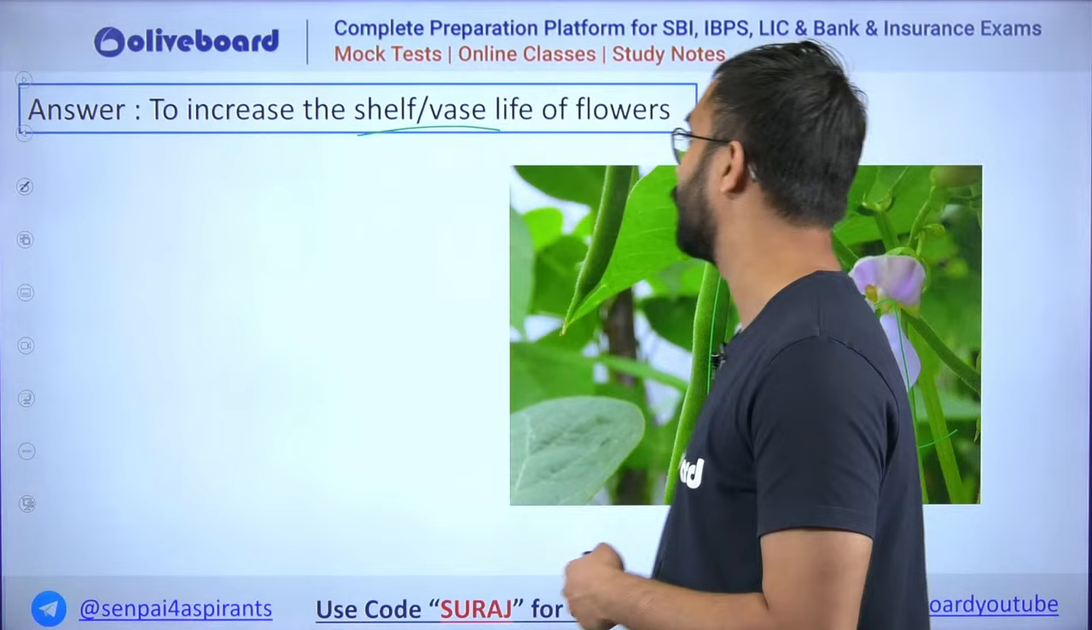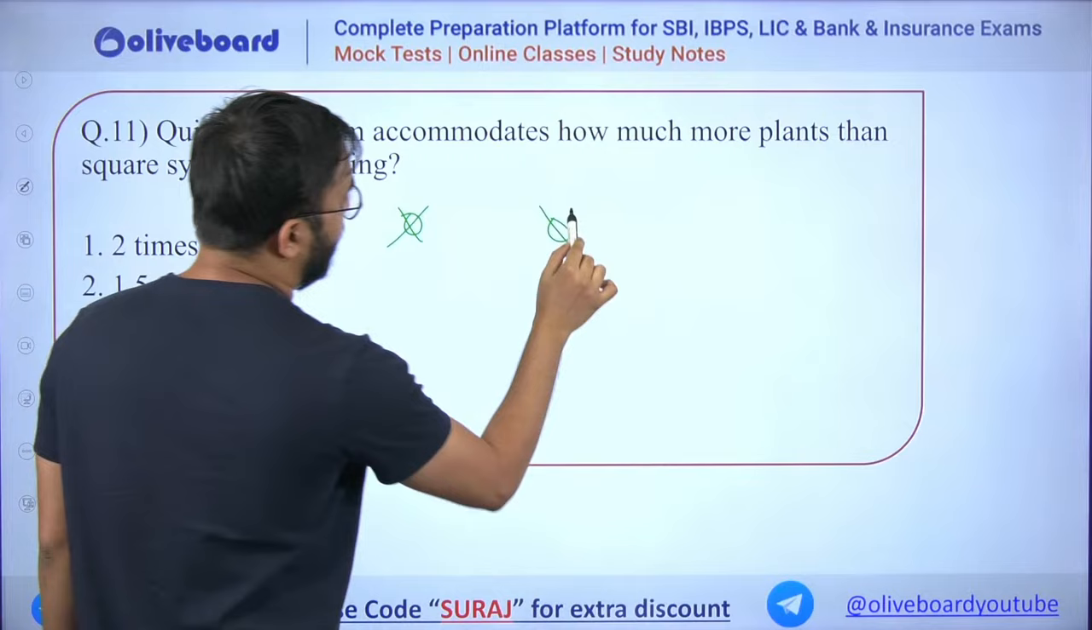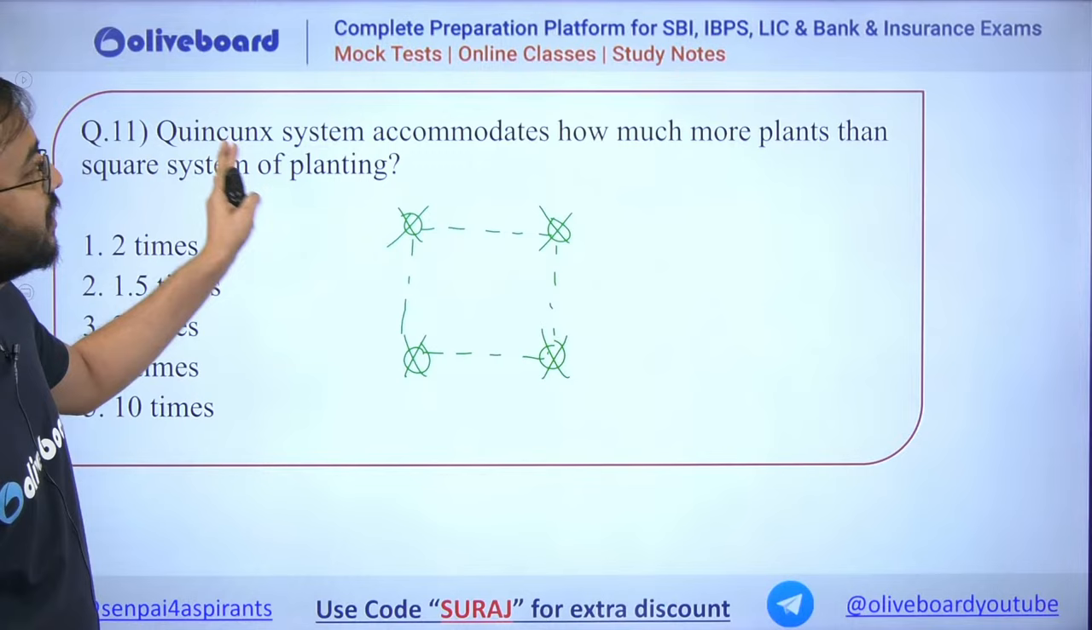Quincunx system accommodates how much more plants than square system of planting? So, if I plant my one plant here, if I cultivate here one, and here one. So, this is my square system. Am I right? Now, quincunx system, how much more plants does it accommodate?